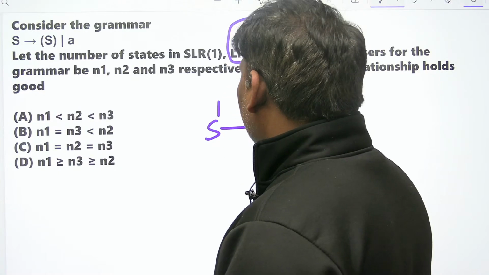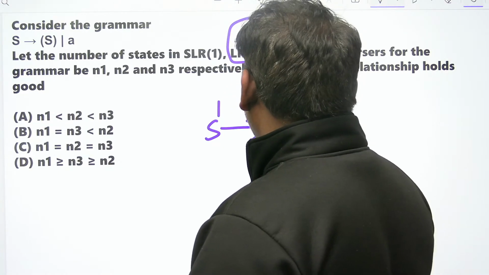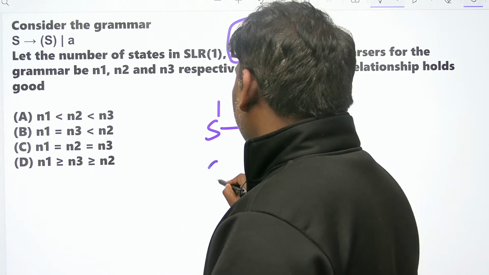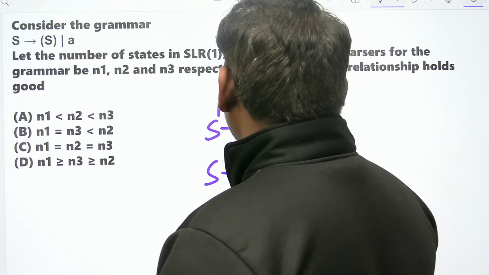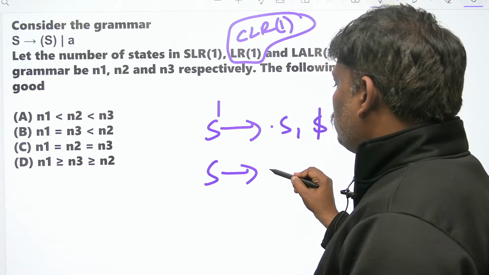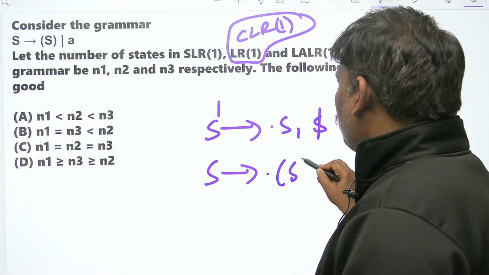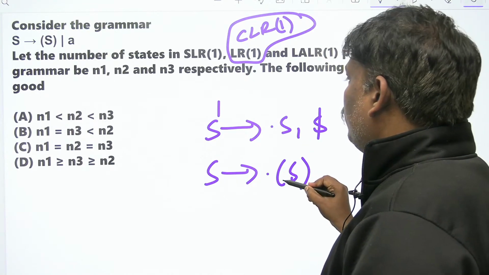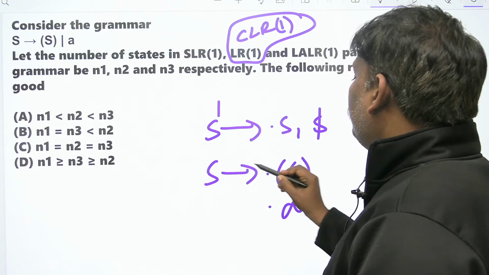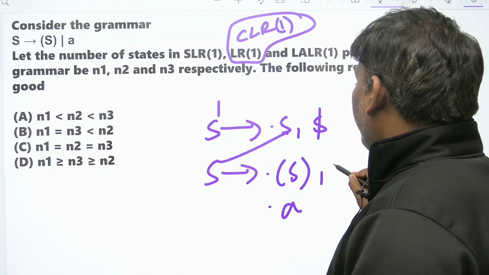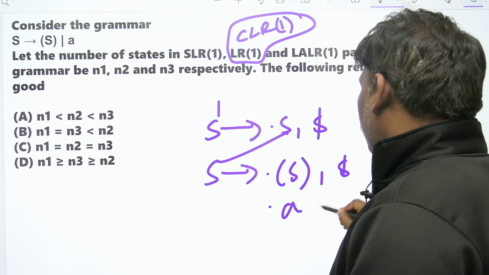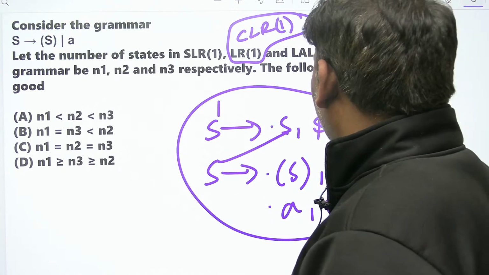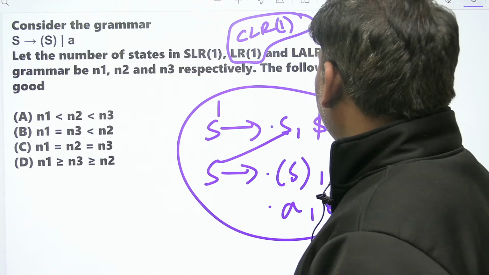See this one, S' goes to dot S, comma dollar. Because of dot S, S goes to, what is the answer? All S productions from the grammar: dot open bracket S closure bracket, dot a. From where did this come? What is the lookahead symbol? Whatever follows, which is dollar. This is I0.